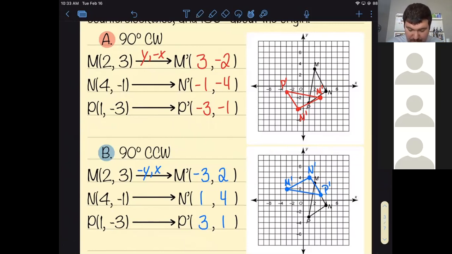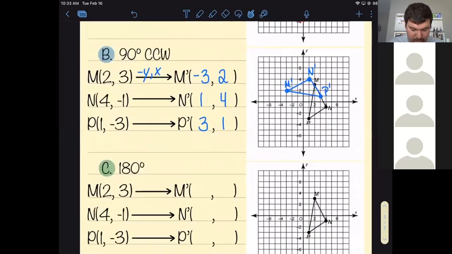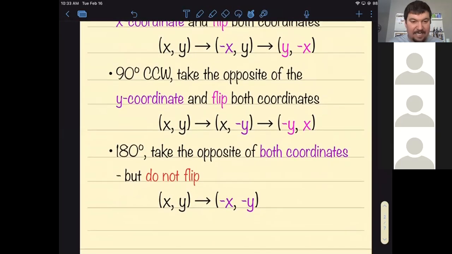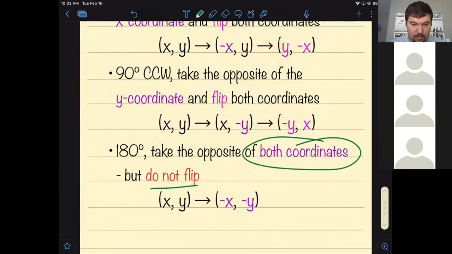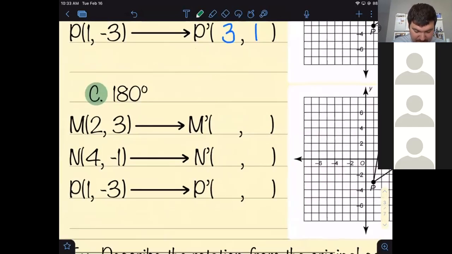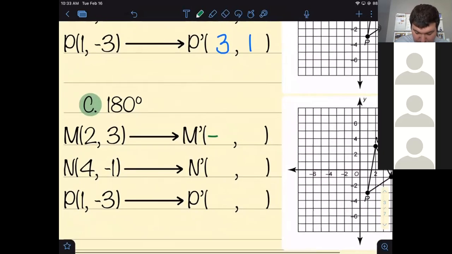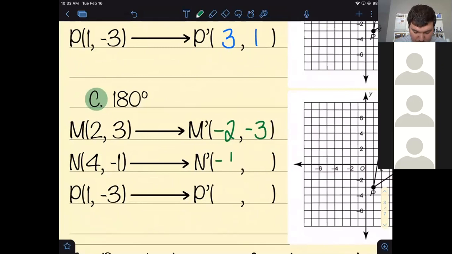Okay, and then the last one we have is the 180-degree rotation, which according to my cheat sheet, that's the easy one. That means I take the opposite of both coordinates, but I don't flip anything. Okay, I'm not going to flip them for 180 degrees. So this is going to be -2, -3, no flipping. -4, +1, no flipping. -1, +3, no flipping.